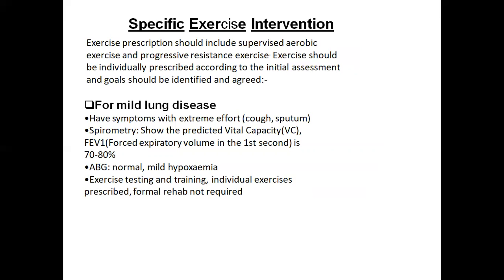For mild lung disease, symptoms occur with extreme effort, cough, sputum. Spirometry shows the predicted vital capacity, ABG normal or mild hypoxemia. Exercise testing and training, individual exercises prescribed, formal rehab not required.